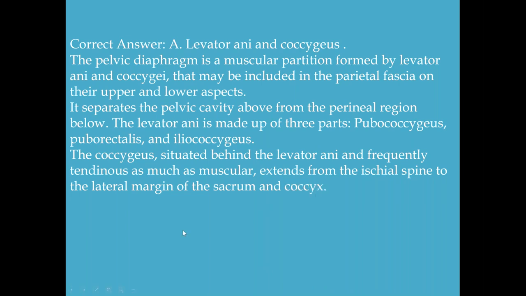Can you read the explanation, please? Levator ani and coccygeus. The pelvic diaphragm is a muscular partition formed by levator ani and coccygei that may be included in parietal fascia on their upper and lower aspects. It separates the pelvic cavity above from the perineal region below. The levator ani is made up of three parts: pubococcygeus, puborectalis, and iliococcygeus. The coccygeus is situated behind the levator ani and is frequently tendinous as much as muscular, extending from the ischial spine to the lateral margin of the sacrum and coccyx. That's all.